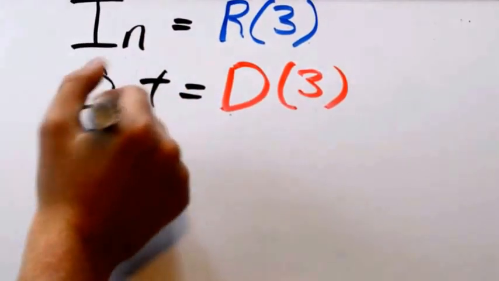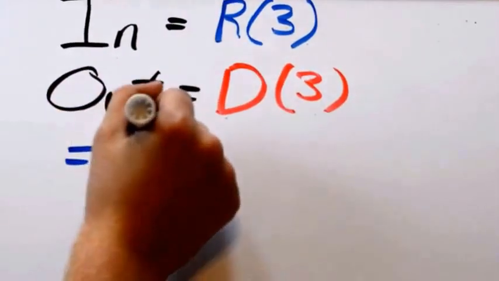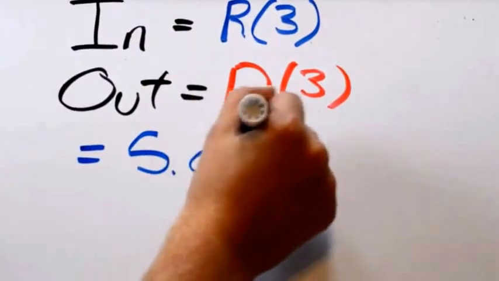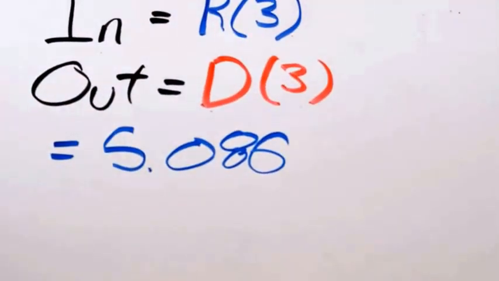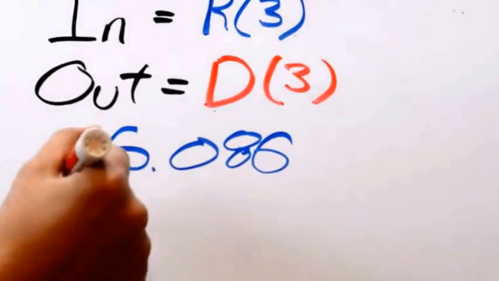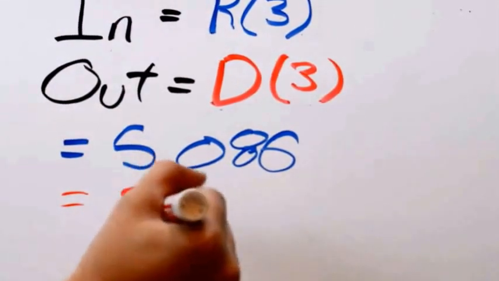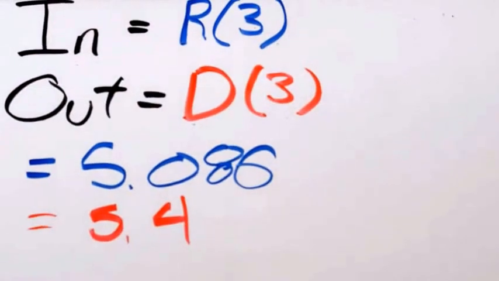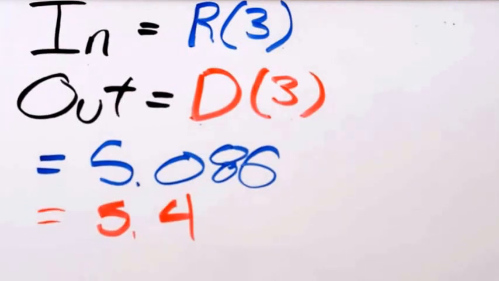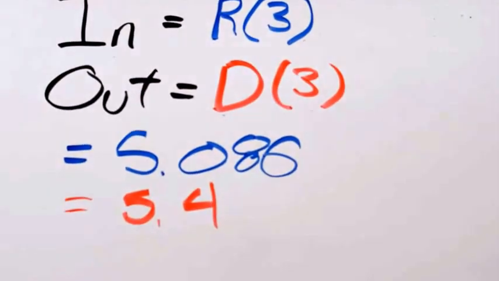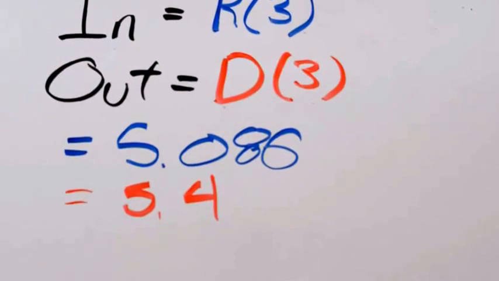Now we get that r of 3 equals about 5.086, and that d of 3 is equal to 5.4. Because the rate out is greater than the rate in, the volume of water inside the pipe must be decreasing at time t equals 3.